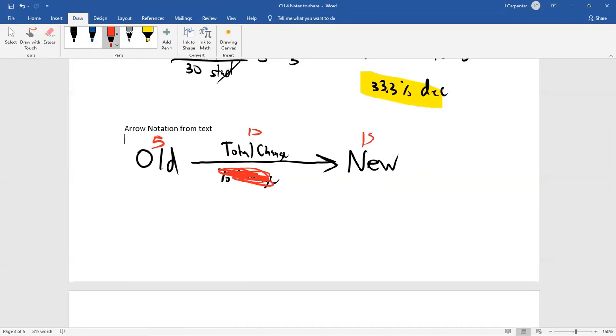And literally, that's just because the old plus the total change is equal to the new. If you algebraically rearrange it, that says that the old is equal to the new minus the total change. You just subtract total change on both sides.